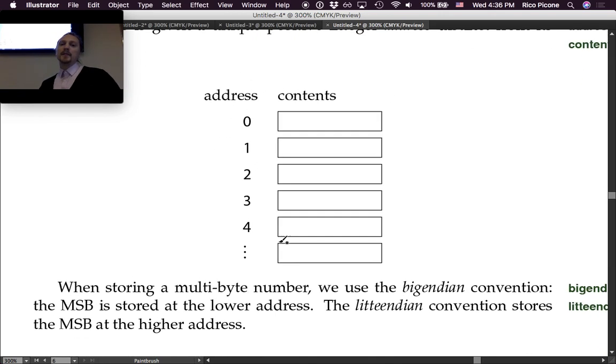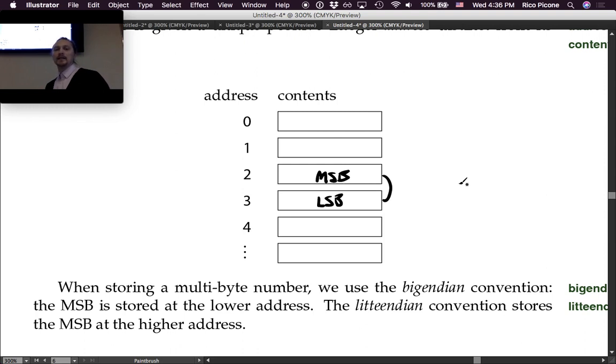When storing a multi-byte number, so one number might be represented in 2 bytes, like, say maybe this byte and this byte. Maybe it crosses from this byte over to this byte. We use the big endian convention. So that's what we'll be using. There's also another one, but the big endian convention is that the most significant byte is stored at the lower address. So this would be MSB, and then this would be LSB. So it starts at the lower address and goes up.